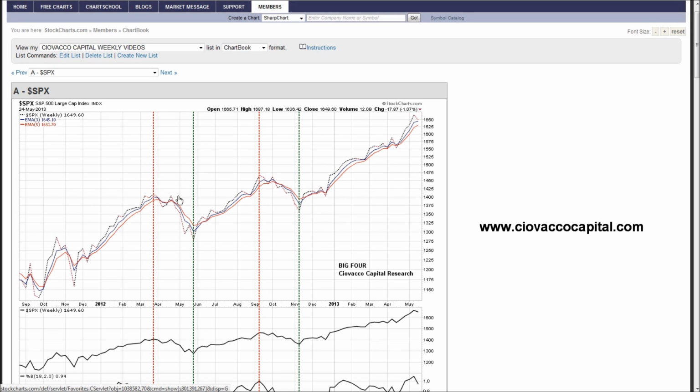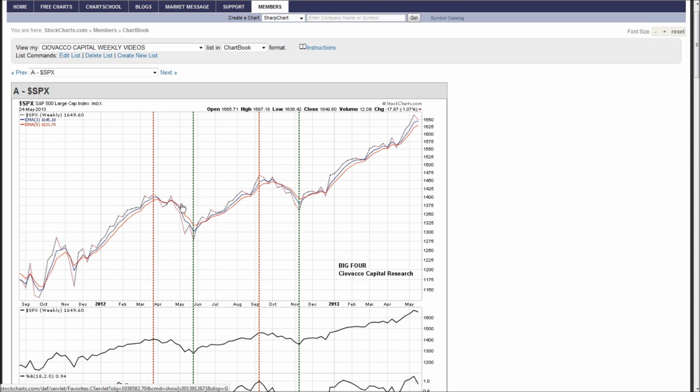So let's compare this high probability decline point here and this high probability decline point here to the close on Friday, May 24th. This looks nothing like this or this. So more deterioration needs to happen. Price is still above both moving averages. The slopes of the moving averages are still pointing up, and blue is still above red.